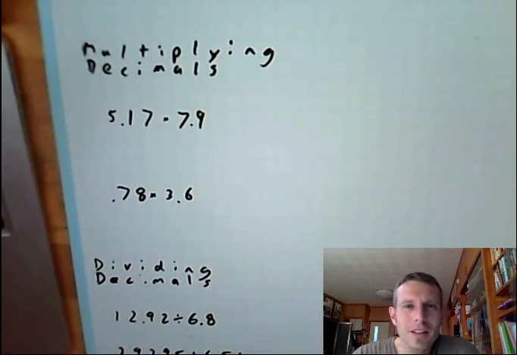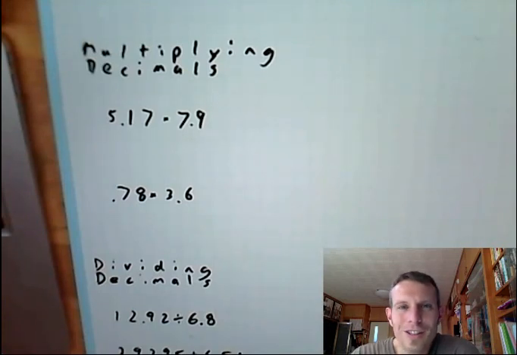All right, welcome back. The objective for this lesson that you need to write down is to be able to multiply and divide decimals. Be able to multiply and divide decimals. So please be taking your Cornell notes, and let's go ahead and get started.